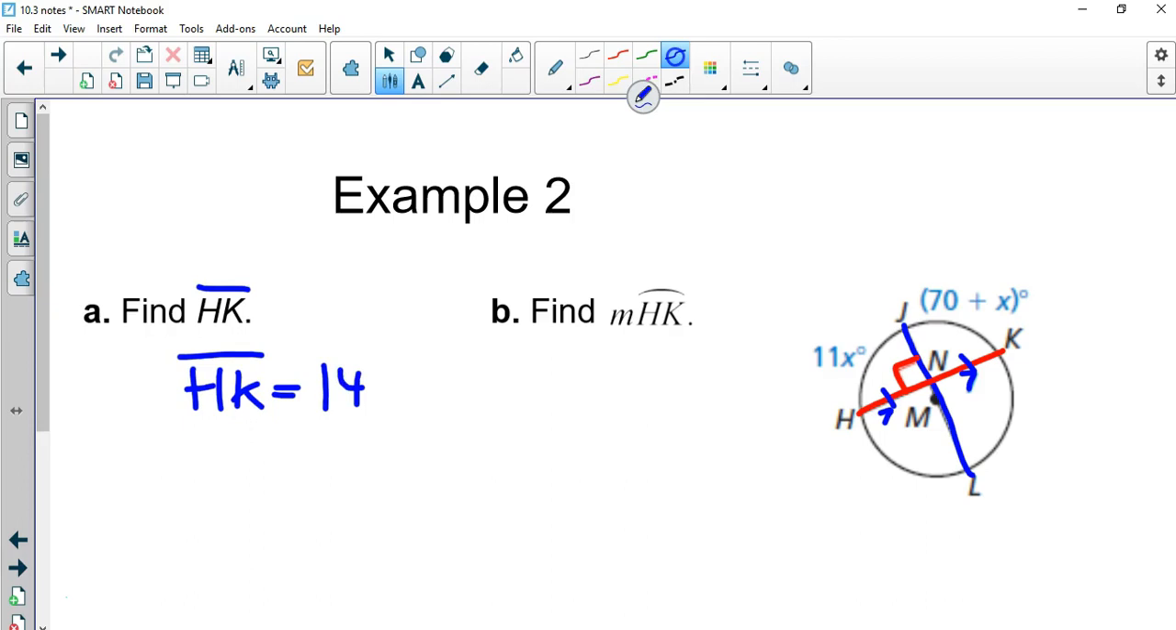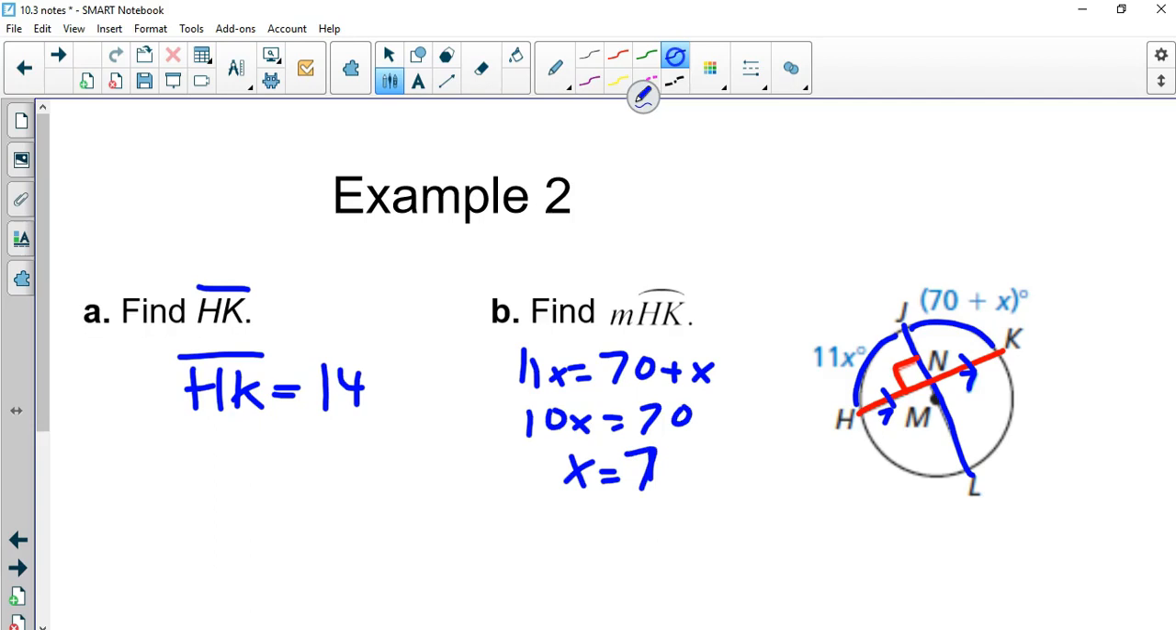Now, since the chords are equal, this arc is equal to this arc. So we can say 11x equals 70 plus x. Subtract x, we get 10x equals 70. Divide by 10, we get x equals 7. Now, that is just what x is. So if we plug 7 in here or here, we find out that the measure of arc HK is 77 degrees.